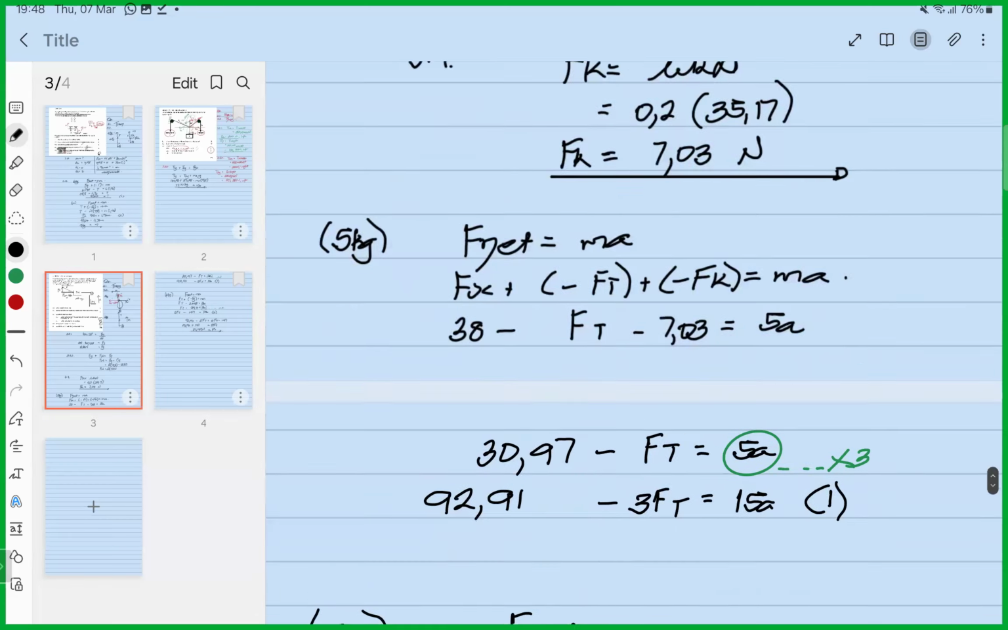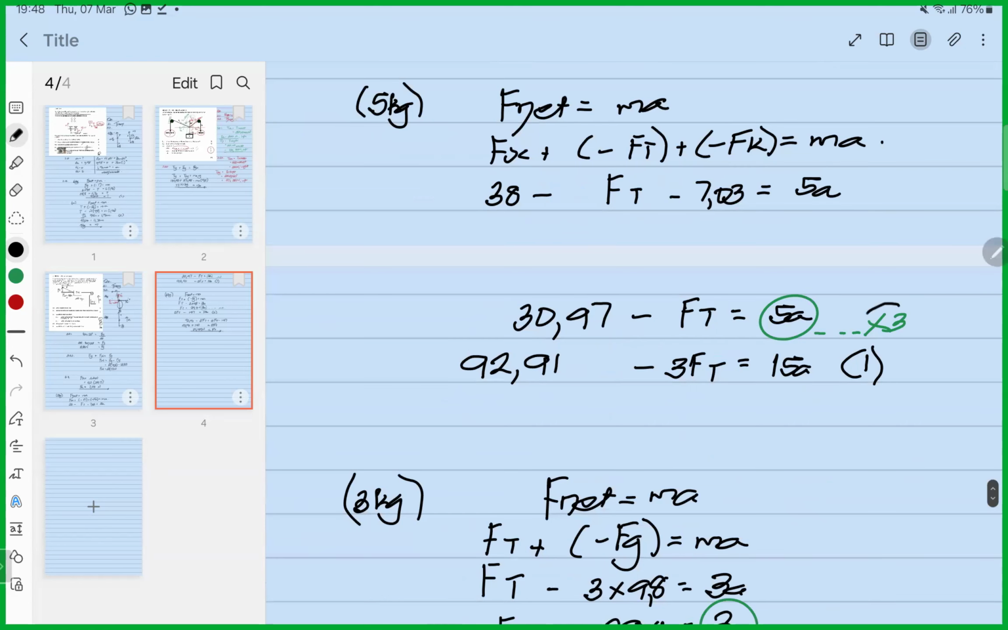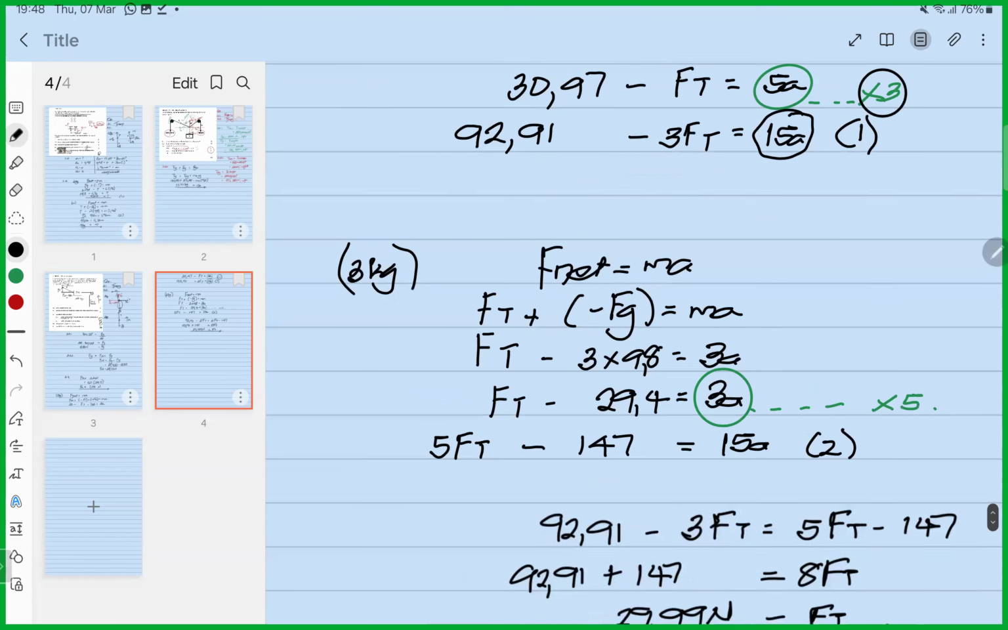Here it is, sir. We multiplied this equation by 3 to get 15A. Then we multiplied this equation by 5 to get 15A again. So to get the same A, we multiplied both the equations, sir. Thank you, sir.